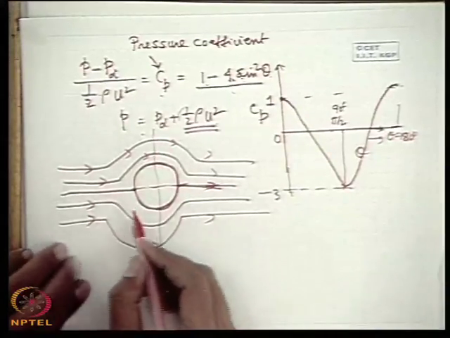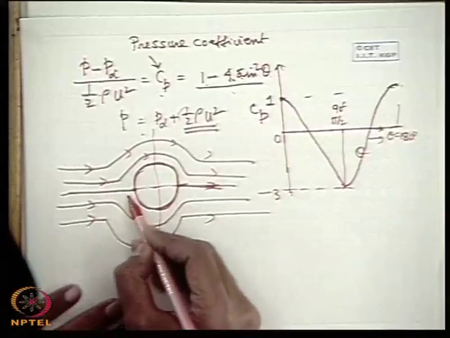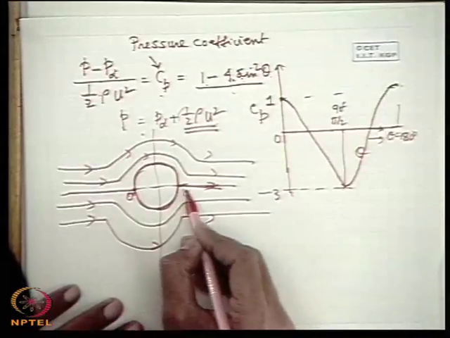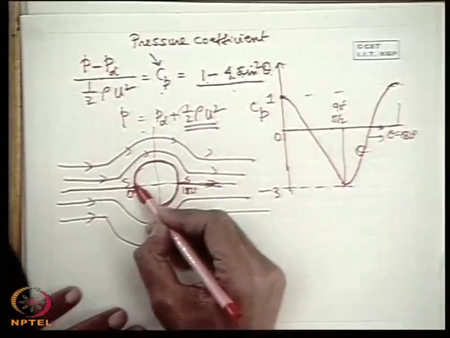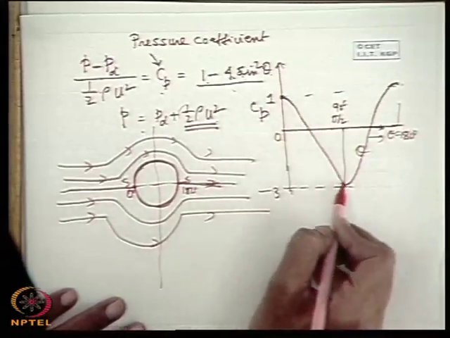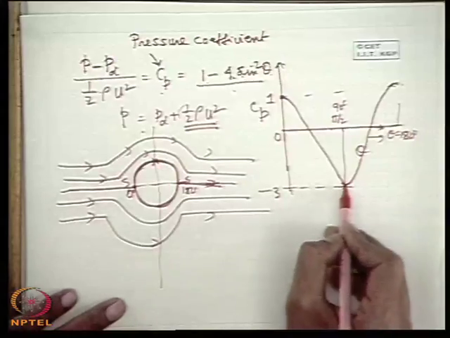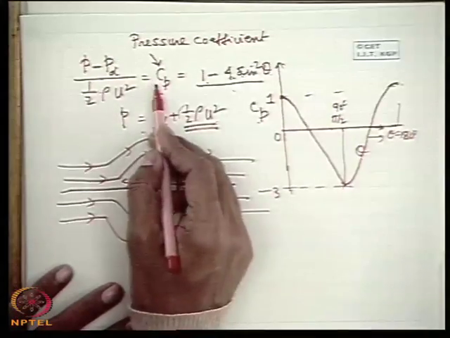So therefore you see that this pressure distribution over this line from 0 degree to 180 degree, that means these two stagnation points, this goes on decreasing. So in this part the fluid is accelerating and pressure is decreasing. So this is the maximum velocity and minimum pressure point. So this is Cp, the pressure coefficient.